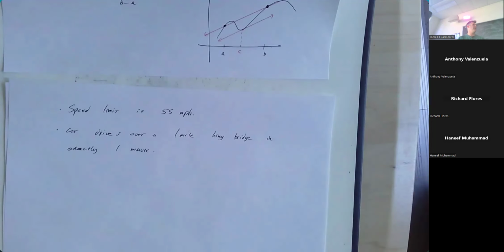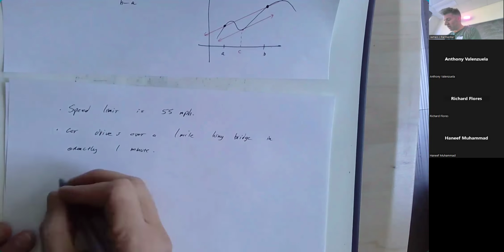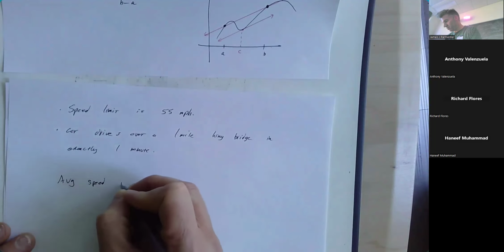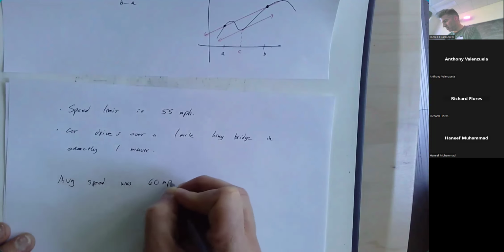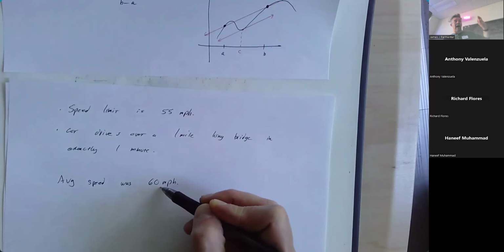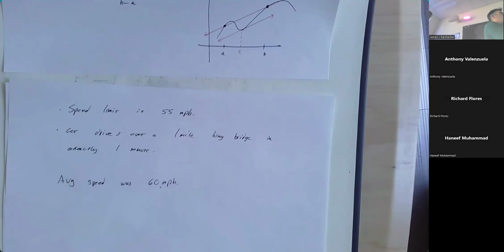If you drove 1 mile in 1 minute, how fast were you driving? 60 miles per hour, right? Were you driving 60 the whole time? Maybe, I don't know. But I know for sure that the car's average speed was 60 miles per hour. Does that mean that they were going over 55? For sure. Because even though they might have been going under 55 some of the time, the mean value theorem tells us that if your average speed was 60, your actual speed, at least at one moment, had to have been 60.